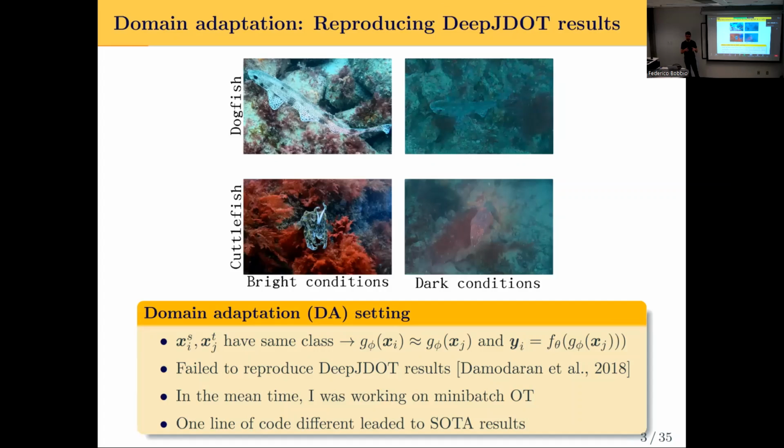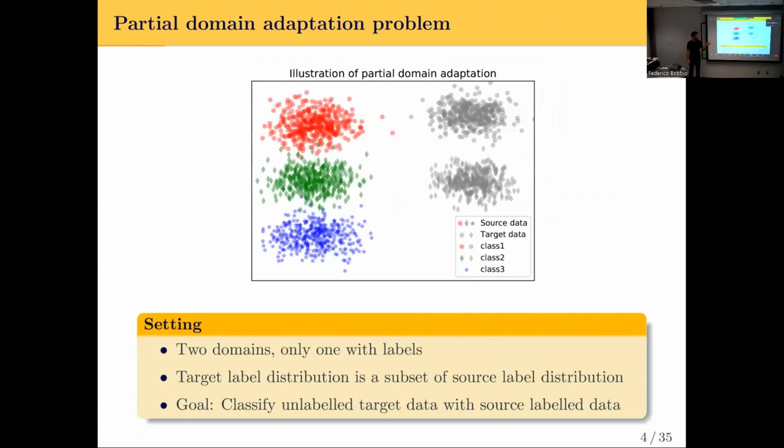So today, from these practical experiments, we developed a new theory which explains why unbalanced minibatch optimal transport might be better than minibatch optimal transport. And this is the other setting that I will consider. This is partial domain adaptation, where I have extra classes in the source domain. So here it should be the stars. The stars are in the source domain, but not in the target domain.